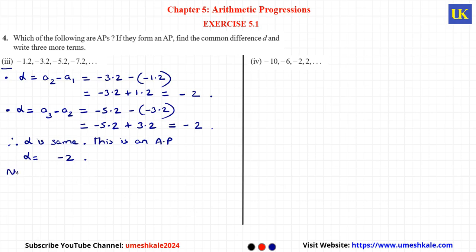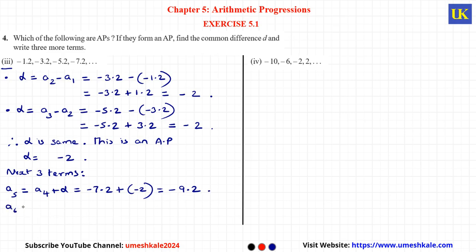We'll write the next three terms. So that is what they have asked in the question. So four terms they have given. So a fifth term we will write. So a5 how we calculate, a4 plus d we do. So a fourth term is minus 7.2 plus d is how much, it is minus 2. So plus minus will become minus. So 7.2 minus 2 will give us minus 9.2.